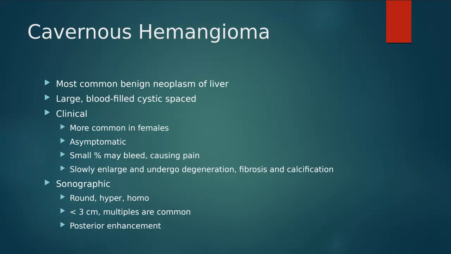So first benign tumor that we're talking about here is our cavernous hemangioma. So this is the most common benign neoplasm of the liver. These are large blood-filled cystic spaces. Clinically, these are very common in females, particularly in women who are on any type of hormones, so birth control. We see these in women who are recently pregnant. So they're very hormonally driven in female patients.